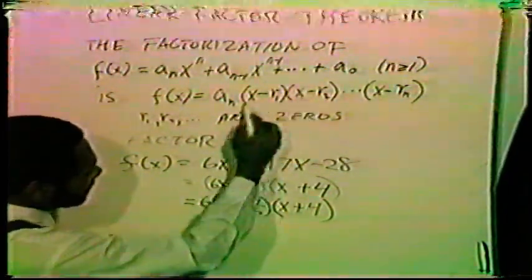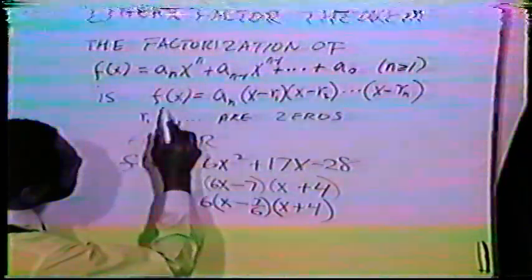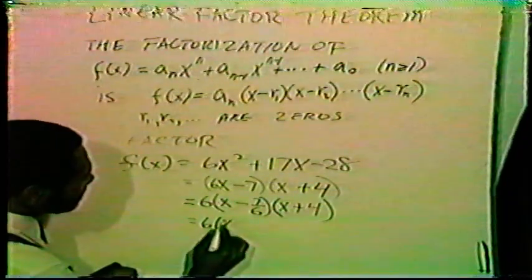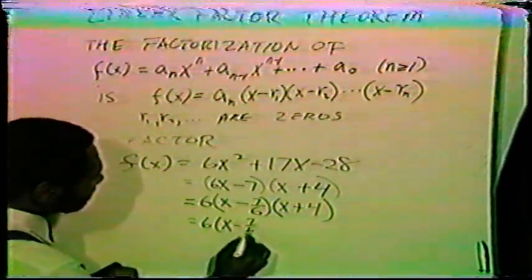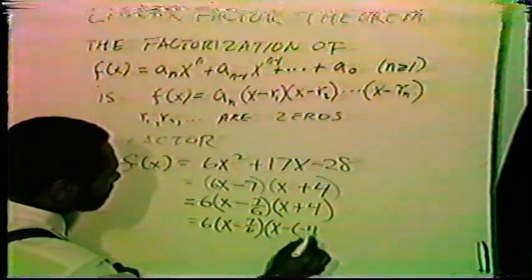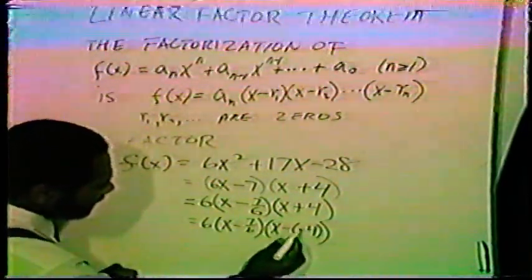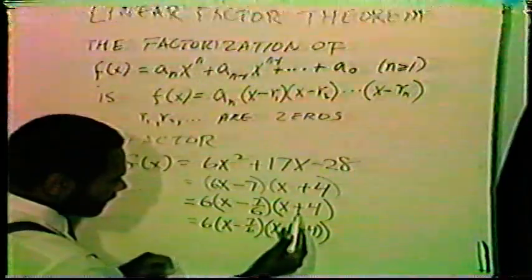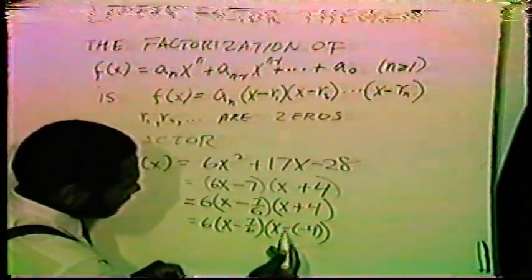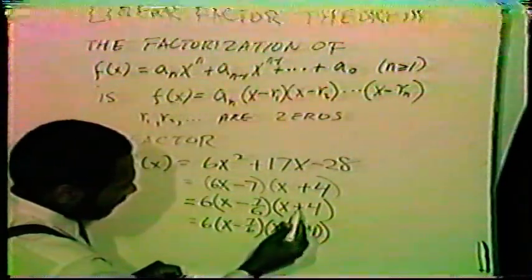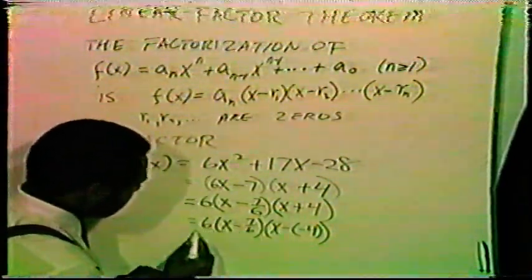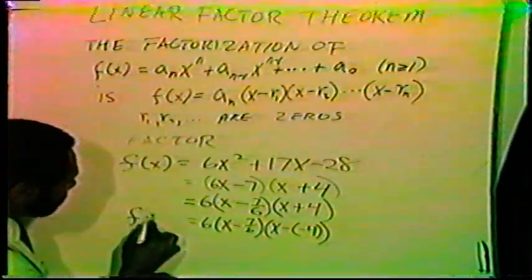So if we put it in the exact form as the linear factor theorem, this would be 6 times x minus 7/6 times x minus a negative 4. And this would have to be minus a negative 4 because we have a positive there. Minus a negative is the same as plus a positive. If we just put minus 4, it would not be the same thing that we have in the previous step. So this would be our final factorization.